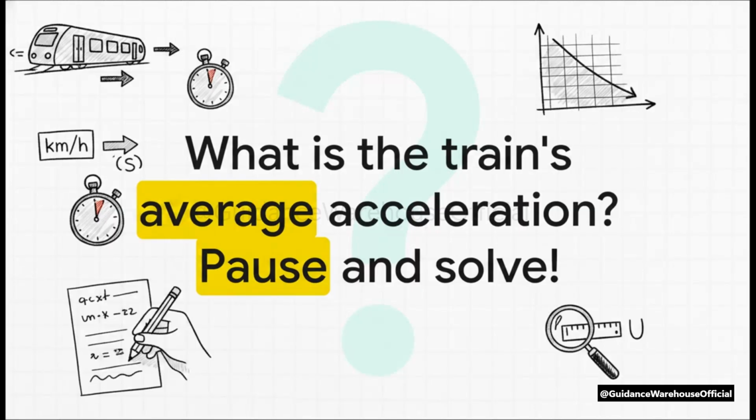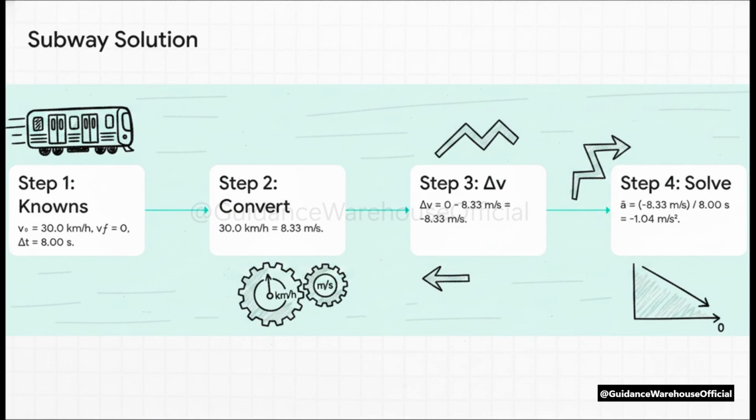Okay, this is your chance to be the physicist. Here's what we know. Initial velocity is 30 kilometers per hour. Final velocity is 0, because it stopped. And the time it took was 8 seconds. So I want you to actually pause right here, grab a pencil and paper, and try to solve it yourself. But I'll give you one little hint. Watch out for your units. All right, did you get it? Let's walk through the solution together.